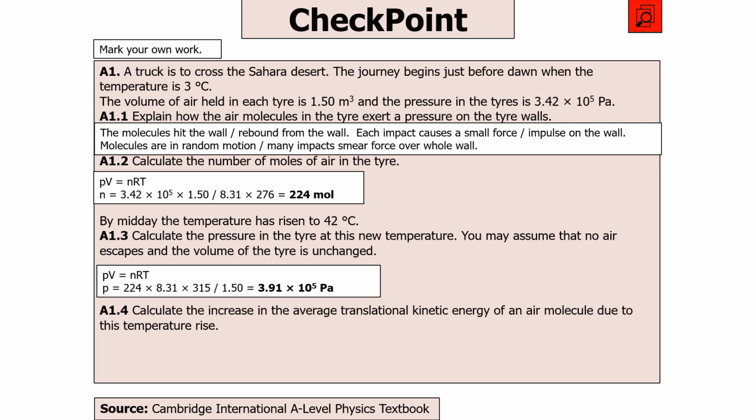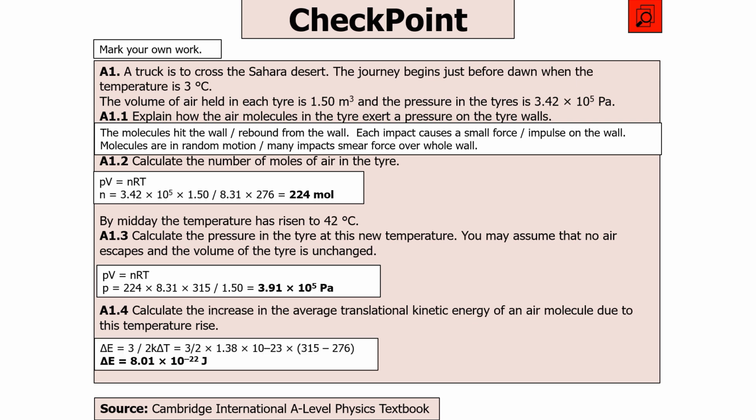We also know that kinetic energy is 3/2 kT, where the change in energy will be from the change in temperature, so you can pop it all through, and remember it's the change in the temperature in Kelvin, so therefore it's 8.01 times 10^-22 joules.